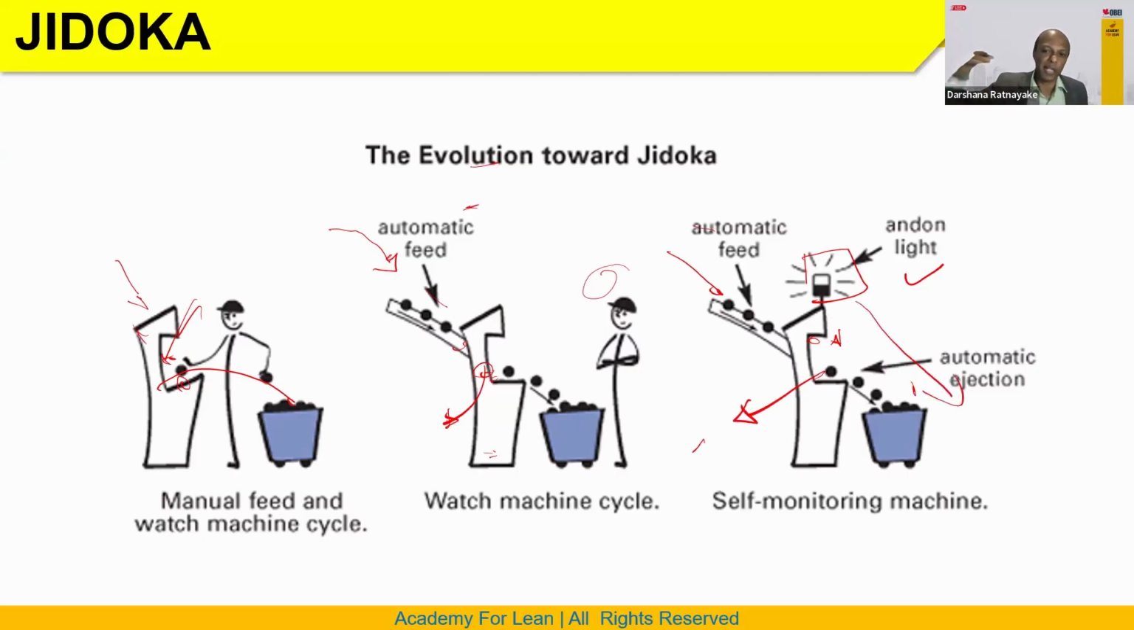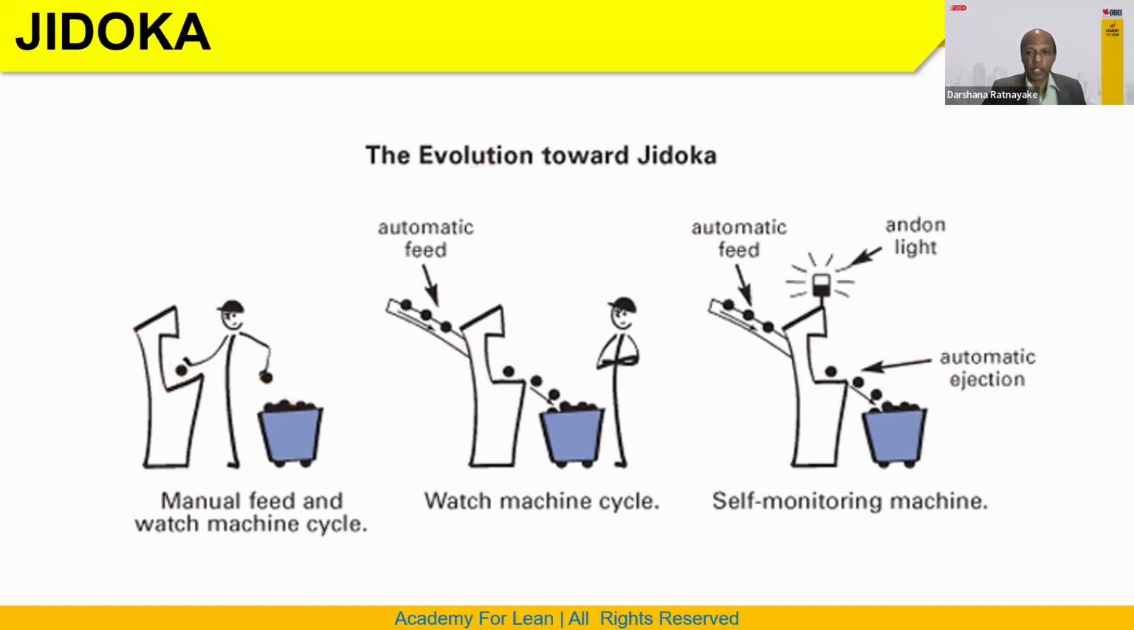That is the last level of Jidoka, where no people touch anything. If a defect comes, the machine stops, rejects it and passes only the good parts. That is the real Jidoka machine.